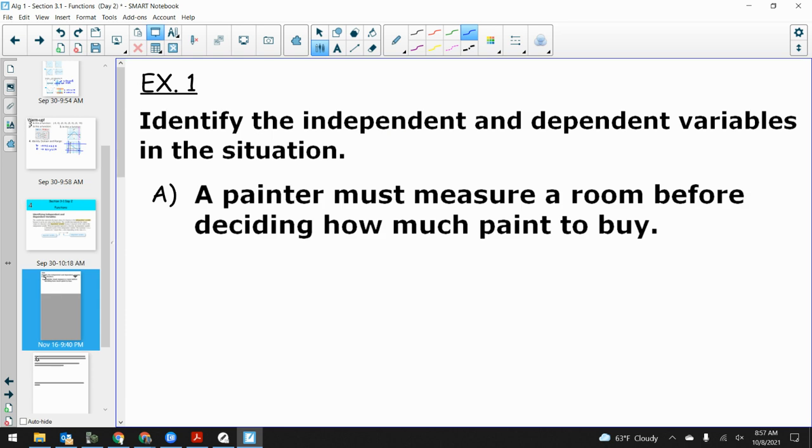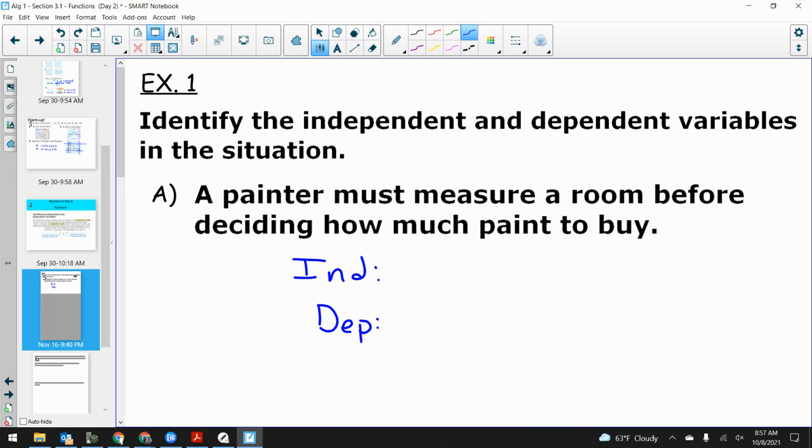So the first thing that I'd like to do is just identify some independent and dependent variables, because that's our first step. A painter must measure a room before deciding how much paint to buy. So what is my independent variable here? When I ask you that, you should think about what's going to change to cause something else to change. In the end, we should be able to make the statement, the dependent variable depends upon the independent variable. So what does this situation depend on?